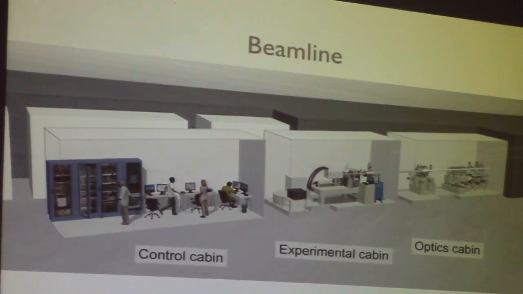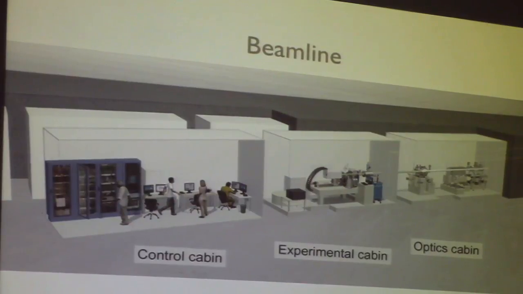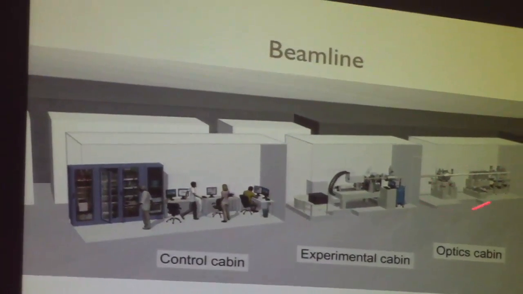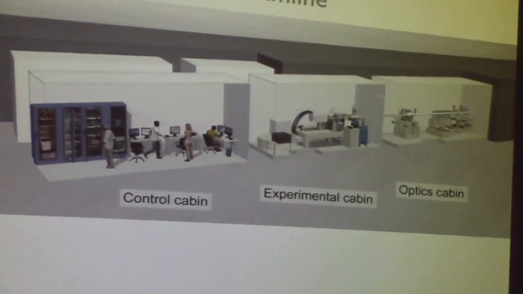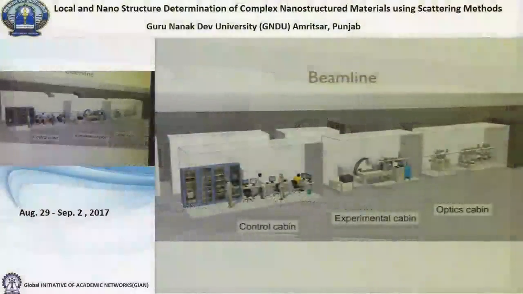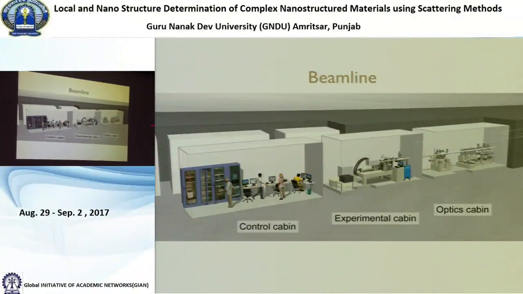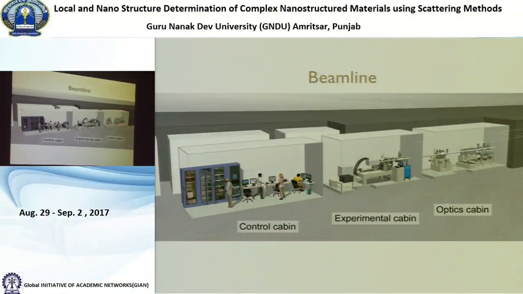So you close the shutter so the beam is off, you walk inside the hutch, you do your work, you walk outside the hutch, you close the door, then you open the shutter. And you have the optics cabin. This is where the monochromator is, and there's a lot of scattering that comes off the monochromator that you don't want interfering with your experiment. So you separate that into a separate hutch.